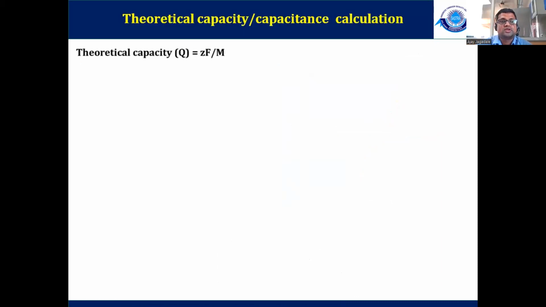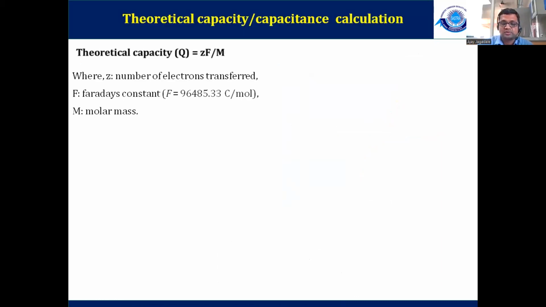So I would like to tell you about the calculation of theoretical capacity. One can easily calculate the theoretical capacity of different materials, and this is one of the important steps of doing our research. The first step is you should know the formula for finding out the capacitance or capacity of the material on which you are working. So this is the formula: Z into F divided by M. Z is the number of electrons transferred during the electrochemical reaction, F is Faraday's constant, and M is nothing but the molar mass.